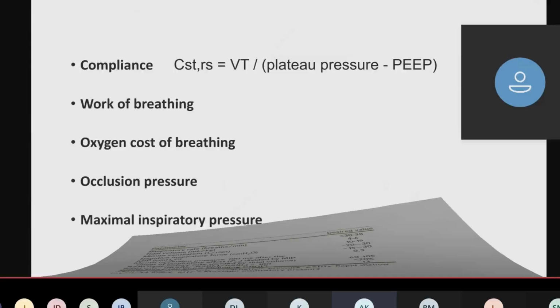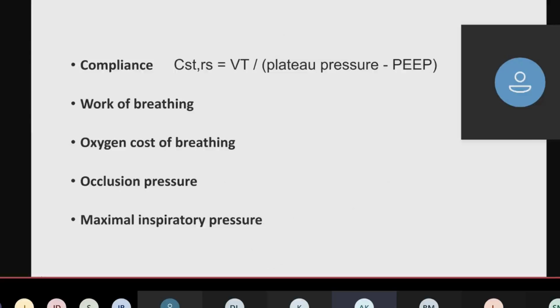Okay, there are other parameters as well to assess whether the patient can be successfully weaned, or whether he can tolerate weaning. One is this compliance. Now in recent ventilators, you can directly measure the compliance. Static compliance is nothing but change in tidal volume by change in pressures. Whenever you measure compliance, and if there is a static compliance of less than 33 ml per centimeter of water, the patient has poor tolerance to weaning trials.